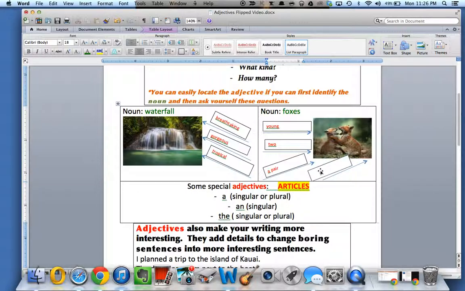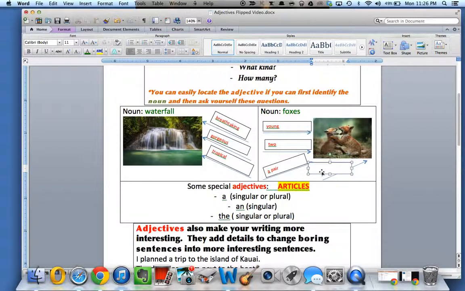I could say the foxes. That would work here also. The foxes are playing, or the playful foxes. So I think what I'll do here is say the playful foxes. And both of these words are adjectives. The being a special adjective and article, and playful being an adjective that describes, well, what kind of foxes are they? They're playful foxes. I don't think they're fighting.